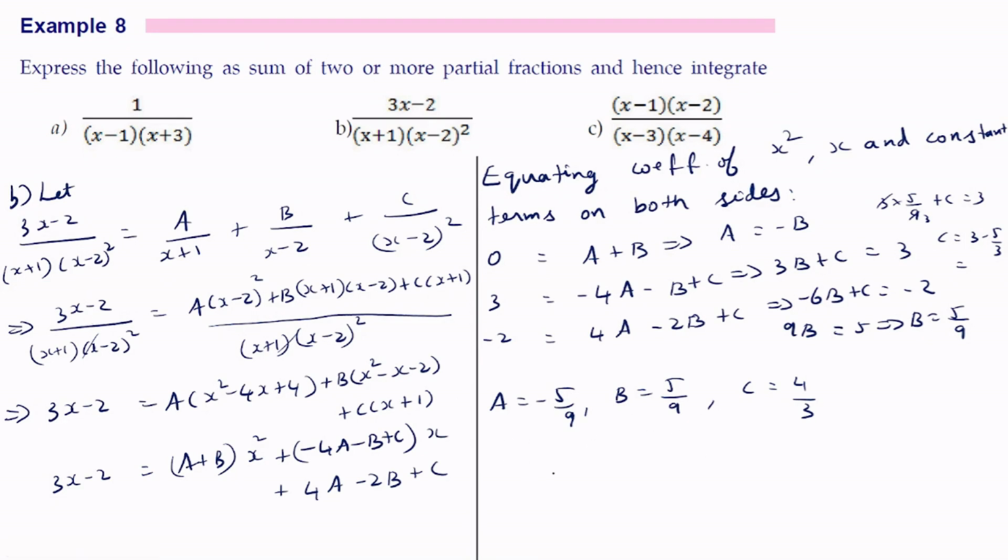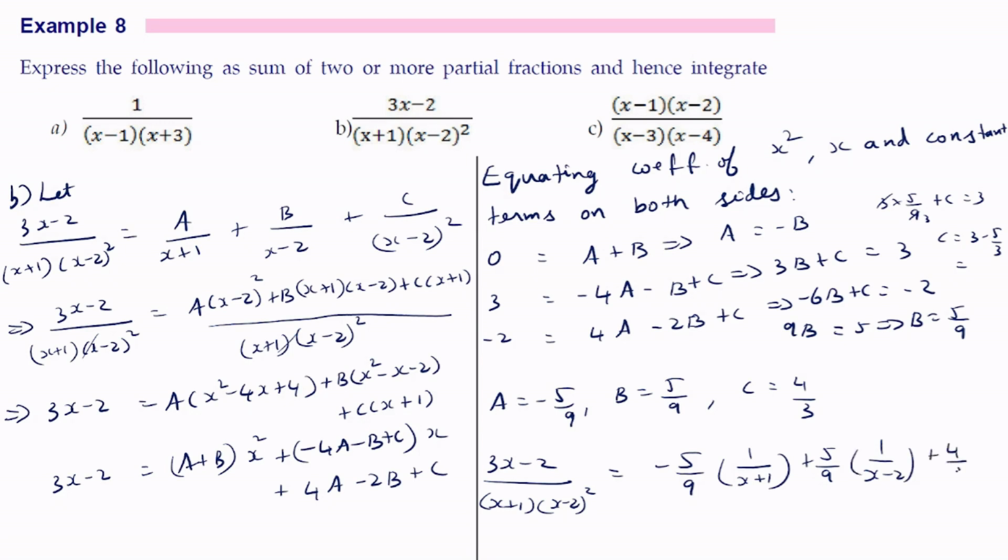So here this 3x minus 2 upon x plus 1 into x minus 2 the whole square will be minus 5 by 9 into 1 by x plus 1 plus 5 by 9 into 1 by x minus 2 plus 4 by 3 into 1 by x minus 2 the whole square. And now we can integrate both sides. Let me continue here.